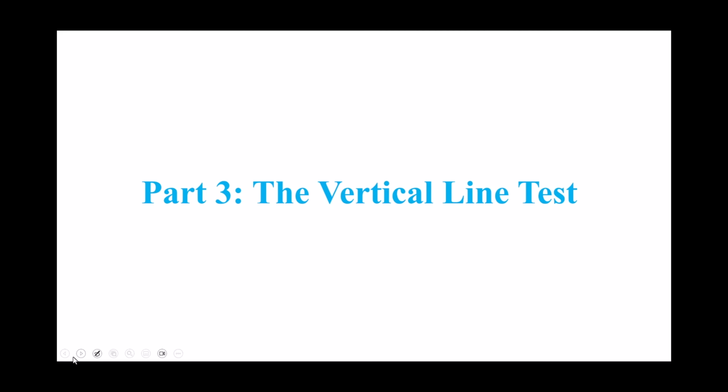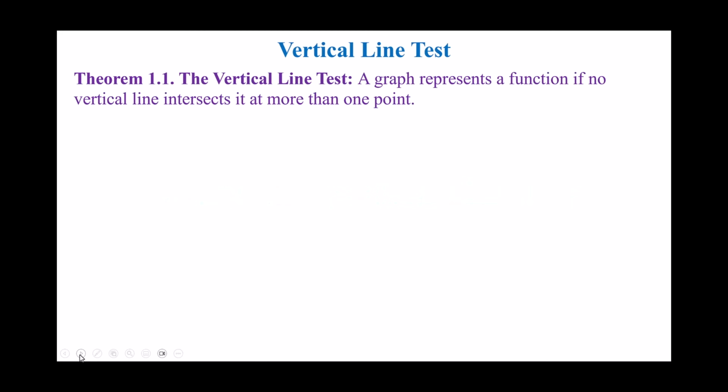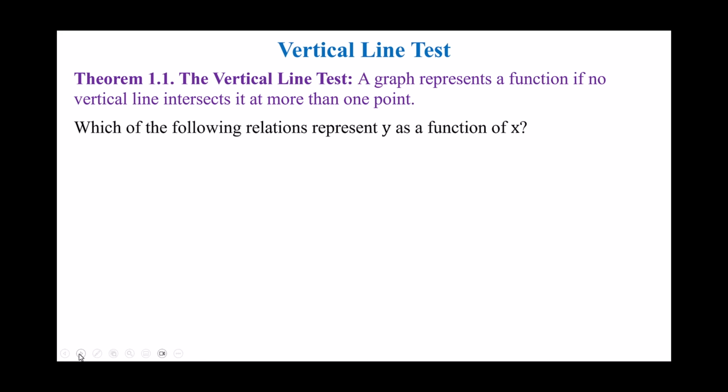Part 3, the vertical line test. Theorem 1.1, the vertical line test. A graph represents a function if no vertical line intersects it at more than one point. So let's look at some examples. Which of the following relations represent y as a function of x?